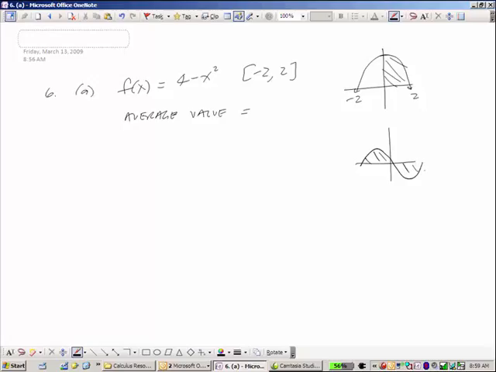What'd you get? 8/3? I got 2 and 2/3. Is that divided by, you already divided by 4? You have to just multiply by 4. Should we do it? Yeah. All right, so from negative 2 to 2, that's 4x minus 1/3 x cubed. All right, we good? Yes. So we're good then?